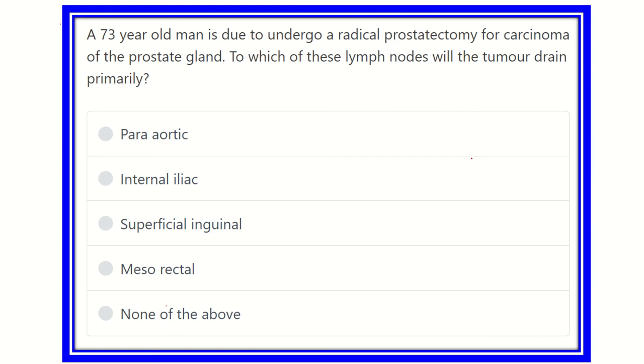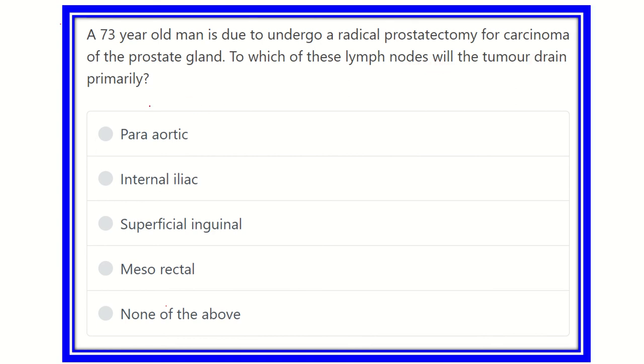Welcome to another lecture regarding MRCS, and it is based on a question and answer session. So here is the question. First of all, read the question very carefully. A 73-year-old man is due to undergo a radical prostatectomy for carcinoma of the prostate gland. To which of the lymph nodes will a tumor drain primarily?